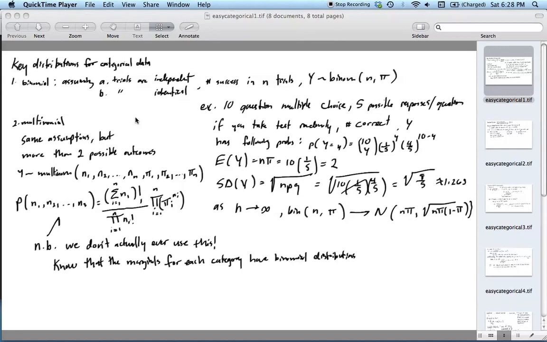Basically, I just want to touch base on the notes that I took for the first chapter of Agresti's categorical data analysis book, An Introduction to Categorical Data Analysis. Okay, so the key distributions for categorical data.